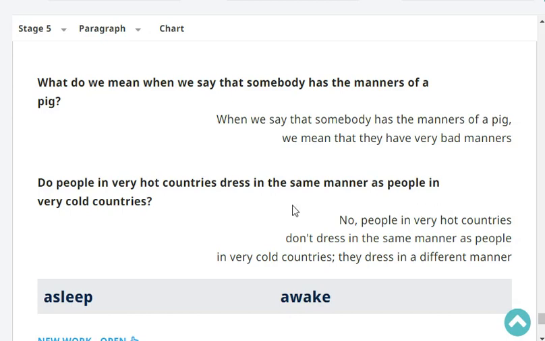What do we mean when we say that somebody has the manners of a pig? When we say that somebody has the manners of a pig, we mean that they have very bad manners.